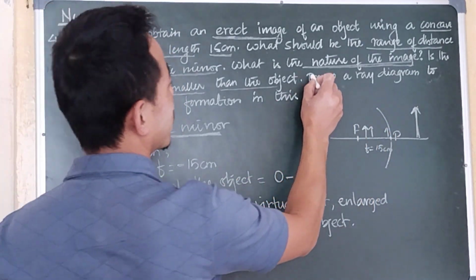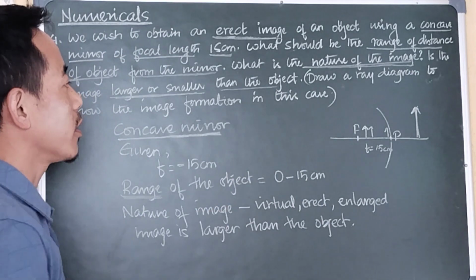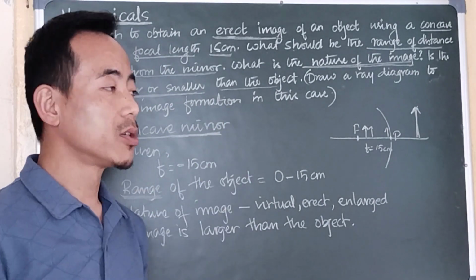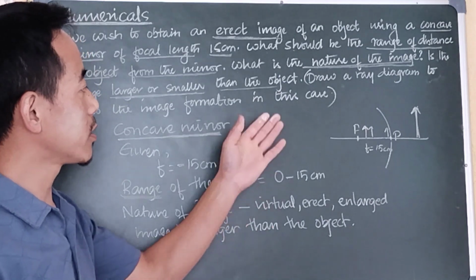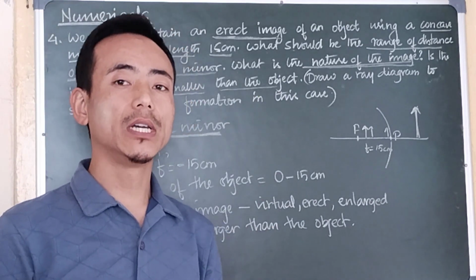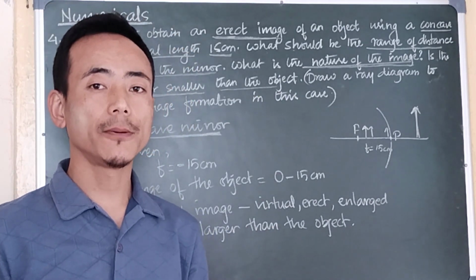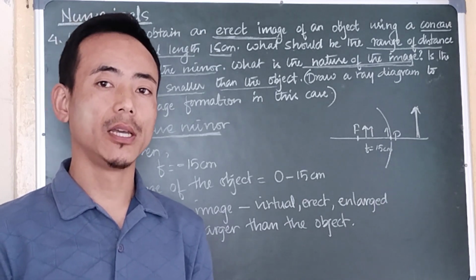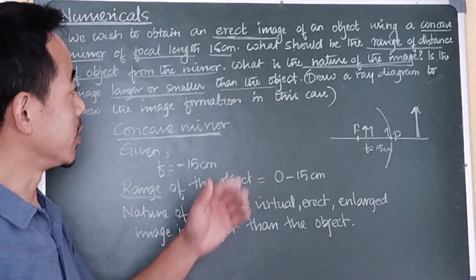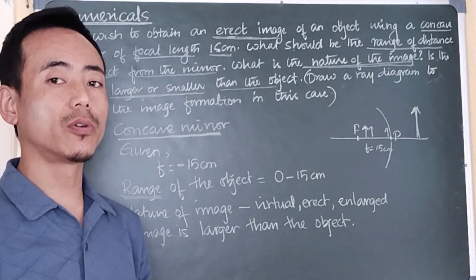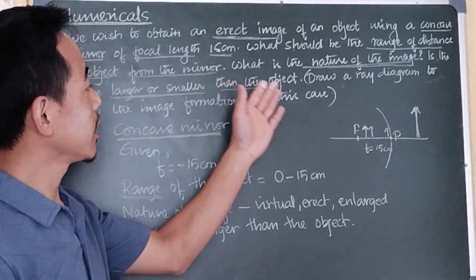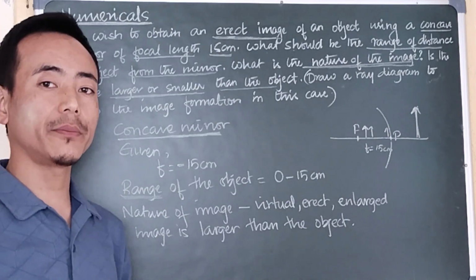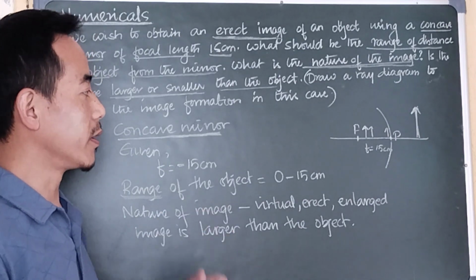And the last thing that is asked is to draw the ray diagram to show the image formation in this case. For this, I would like to suggest you to go and watch the video image formation by a concave mirror, the last case where image formed is virtual and erect. So don't get nervous, don't get panicked, and don't leave the question just thinking that the question is very lengthy. Sometimes you just have to know the concepts to answer the question. So this is very simple.